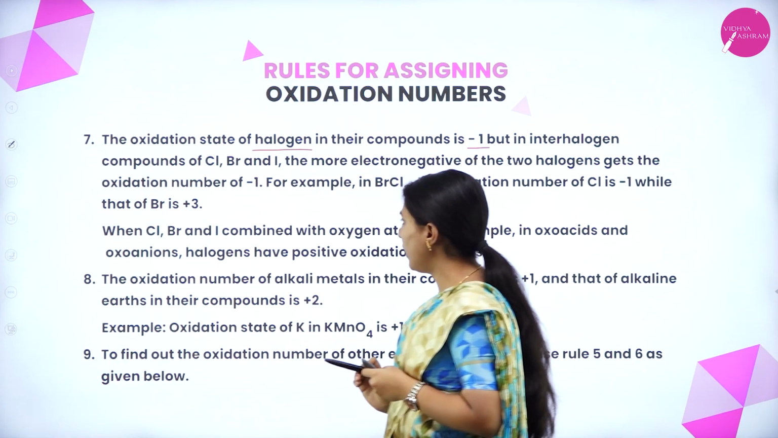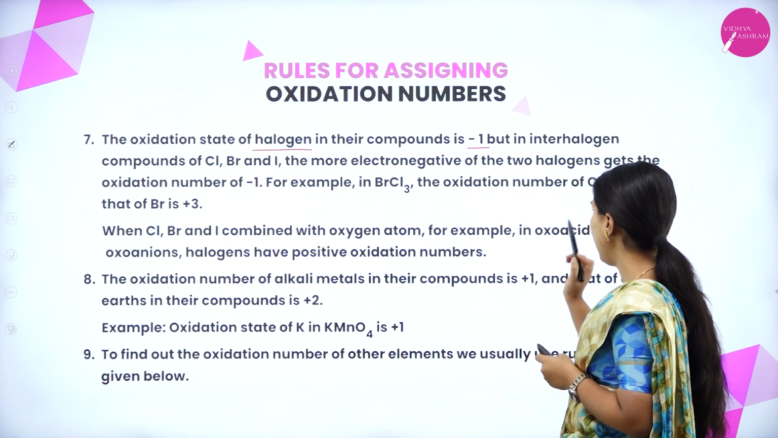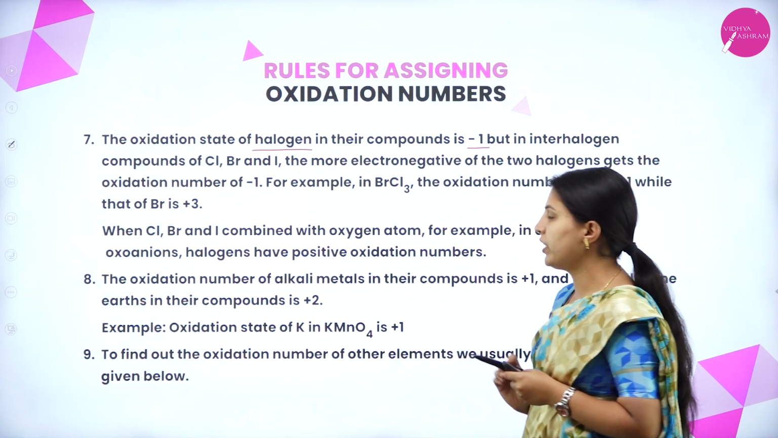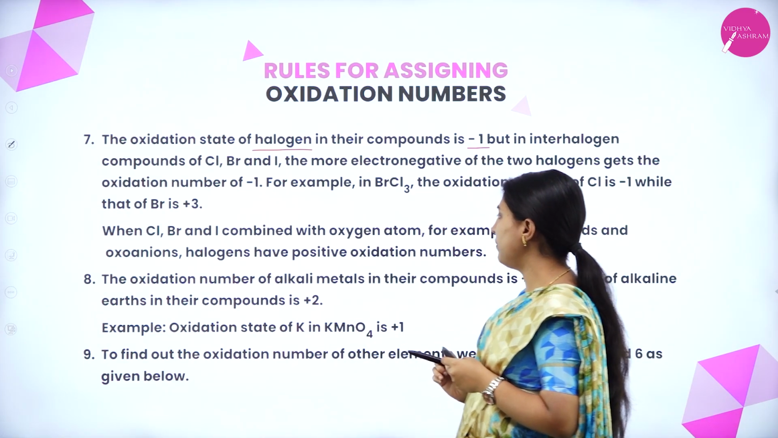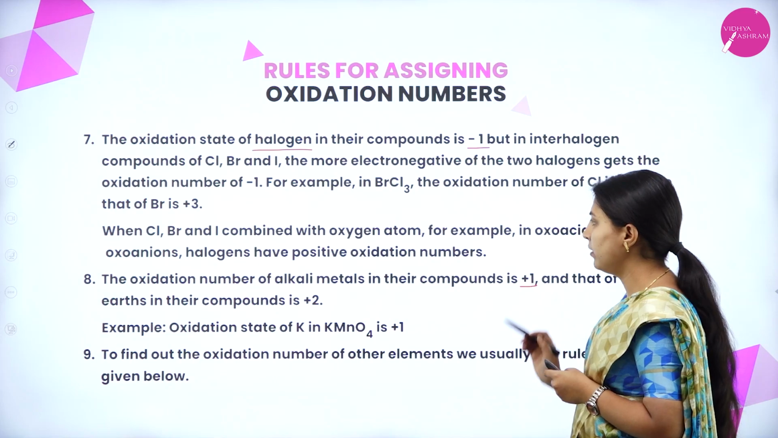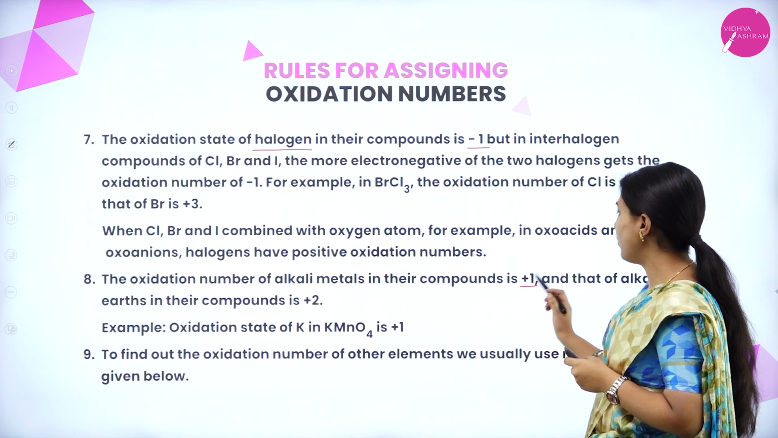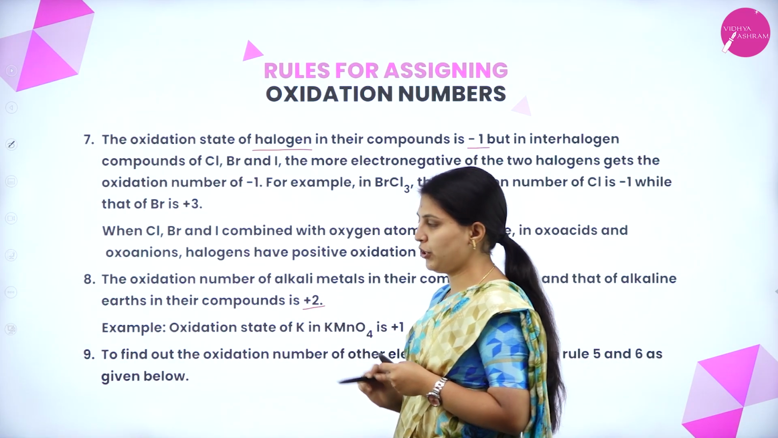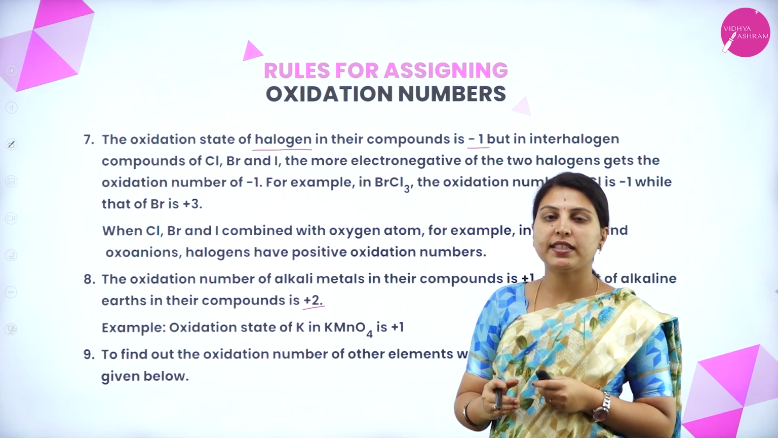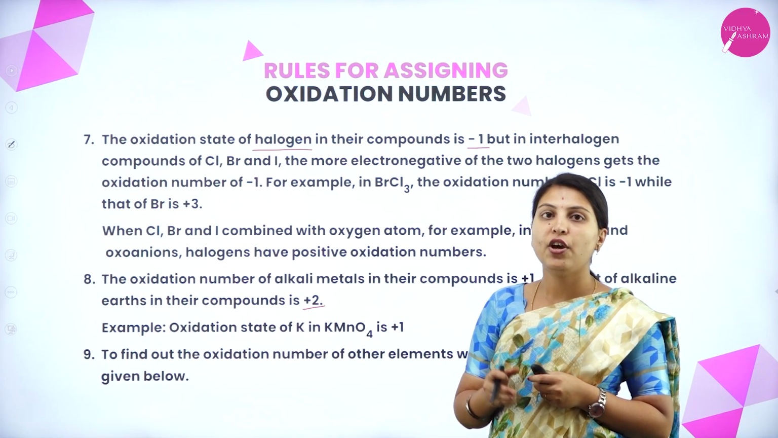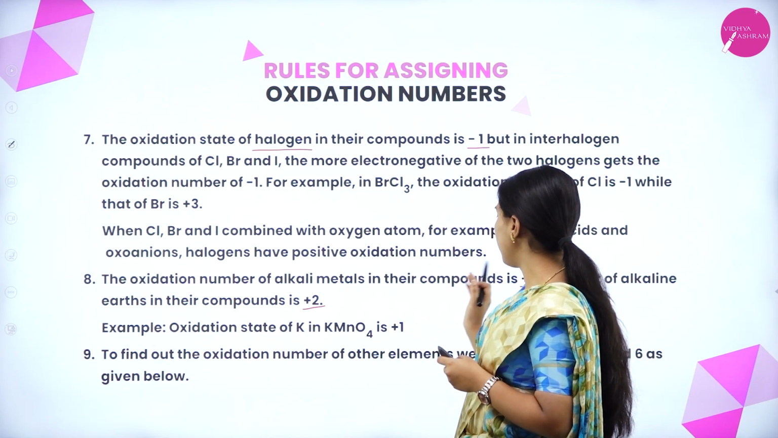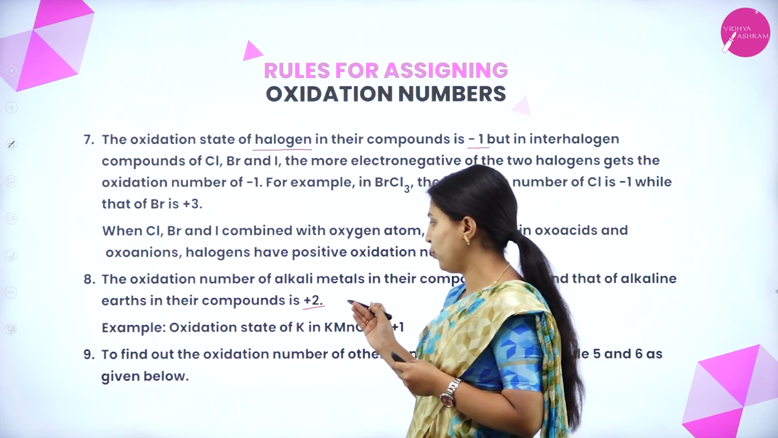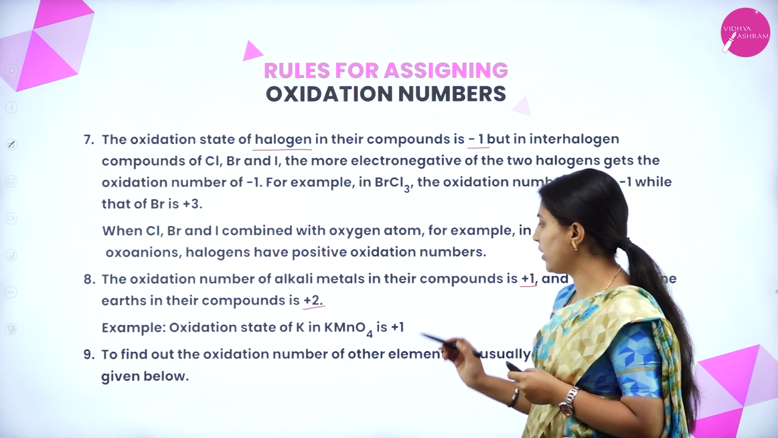When chlorine, bromine and iodine combine with oxygen, for example in oxo acids and oxo anions, halogens have positive oxidation numbers. The oxidation number of alkali metals in their compounds is +1, and that of alkaline earth metals in their compounds is +2. In the s block, two groups are present, alkali metals and alkaline earth metals. For alkali metals, usually the oxidation number will be +1. For alkaline earth metals, the oxidation number will be +2. The oxidation state of K is +1.